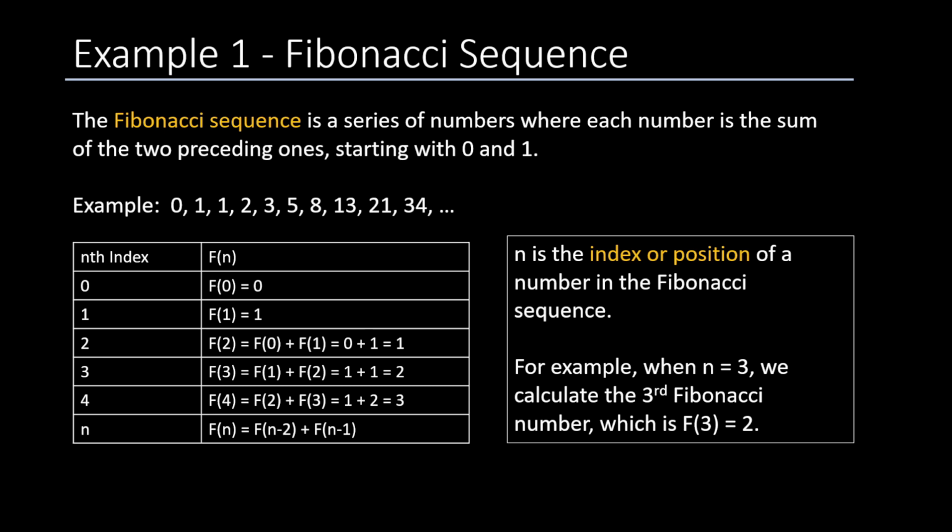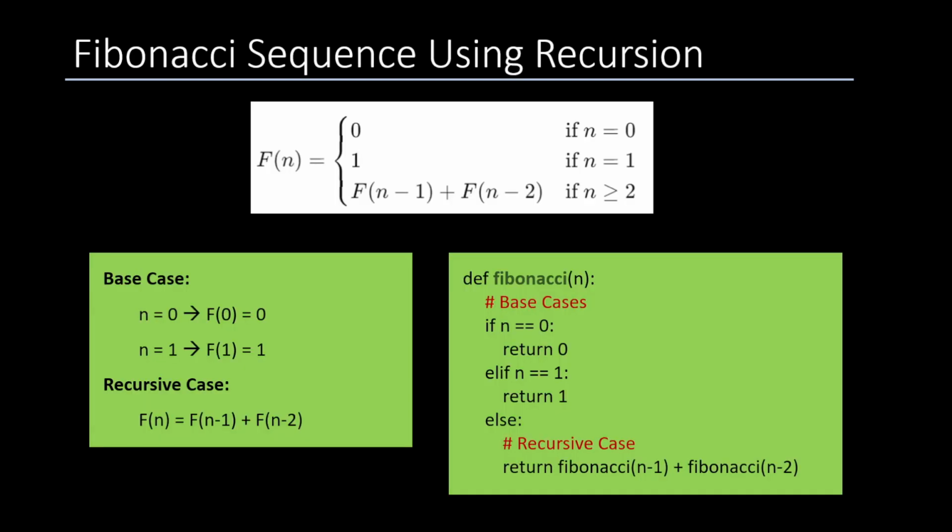The formula for Fibonacci is f(n) = f(n-2) + f(n-1). Here n refers to the index or position in the sequence. For example, when n is equal to 3, we calculate the third Fibonacci number, f(3), which is equal to f(1) + f(2), and is equal to 2. To define recursion, let's first identify the base cases, the conditions that stop the recursion from continuing indefinitely. For Fibonacci, we typically define two base cases: f(0) = 0, f(1) = 1. Next, we have the recursive case.